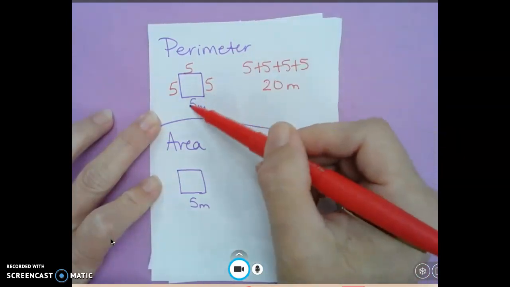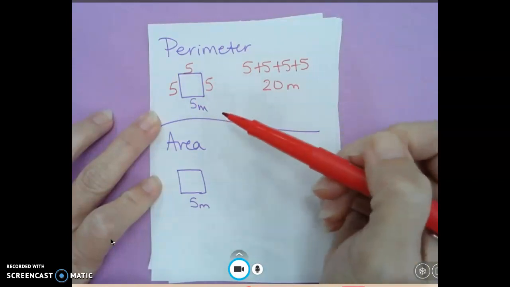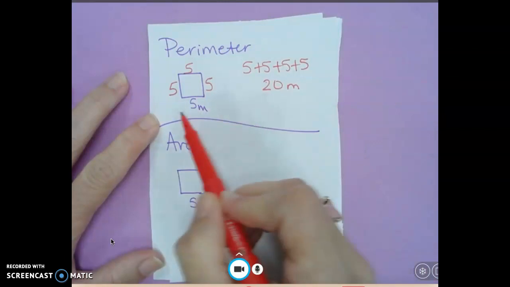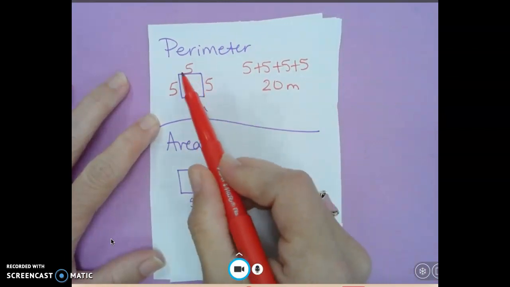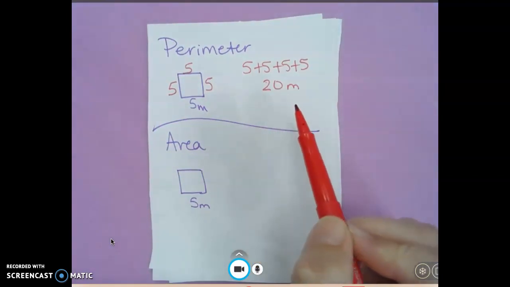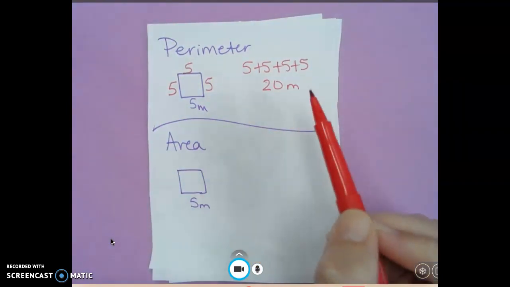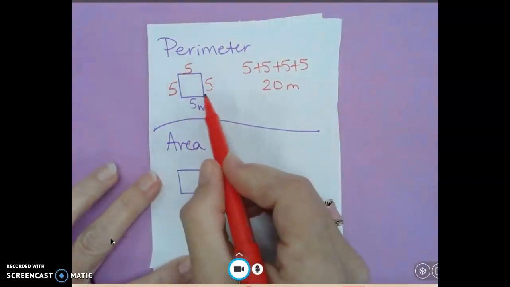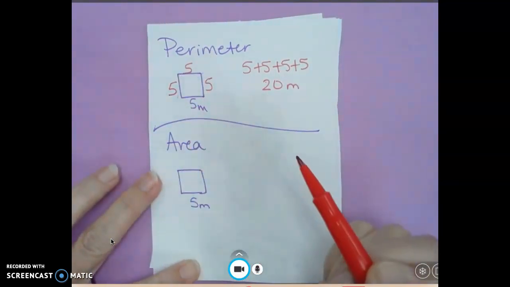Some of you may want to just say 5 times 4, which is fine. That's mathematically sound. It's absolutely perfect to do that. This is going to be meters. So 5 meters, 5 meters, 5 meters, and 5 meters gives us that 20. So let's say if we wanted to build that fence we were just talking about for our pasture, we would go to the store and get 20 meters of fencing to go around our pasture.